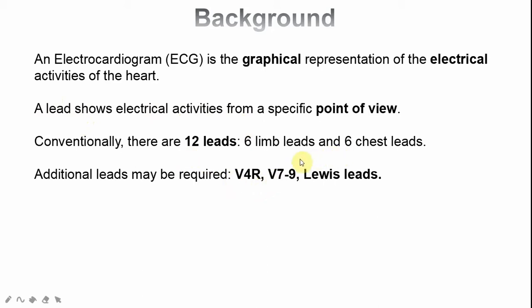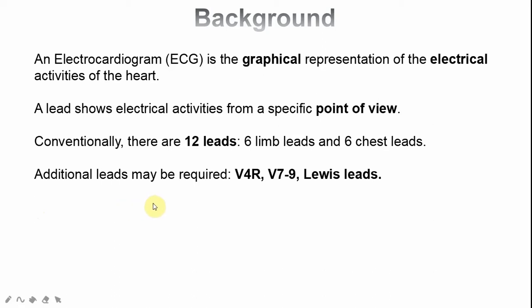Now conventionally there are 12 leads, and that will give you 12 points of view of the heart. So we can look at the heart from 12 different angles to identify exactly what is wrong and where it is wrong. So normally there are 12 leads. There are 6 chest leads, V1 to V6, and 6 limb leads, lead 1, 2, 3, AVF, AVL, and AVR.